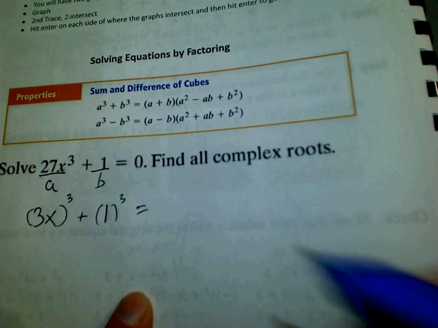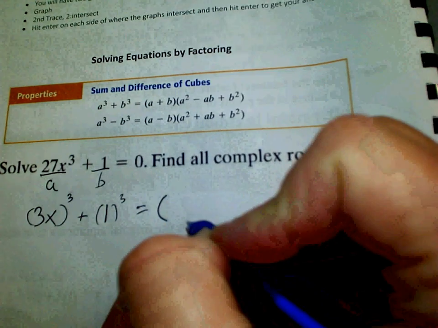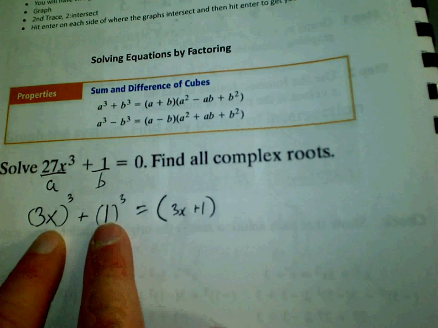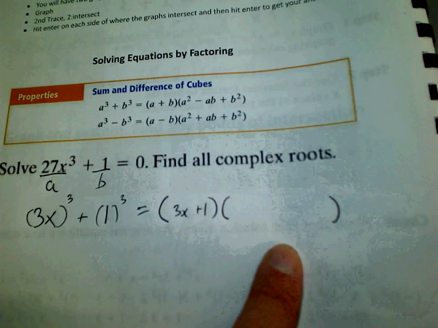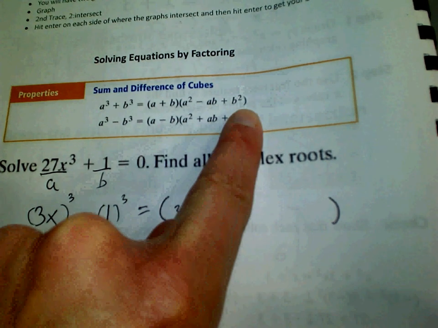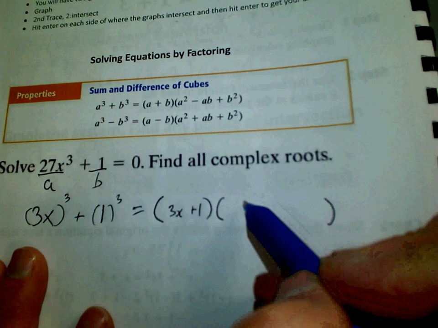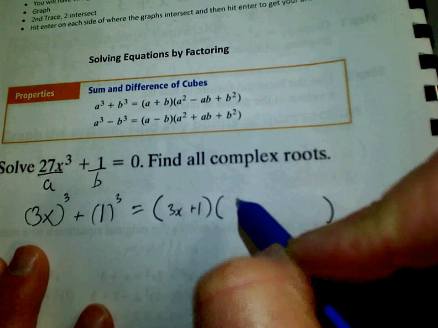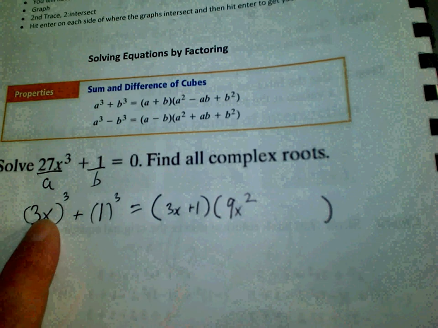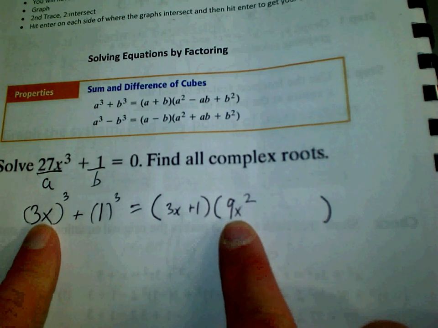It factors, the first part the way it could factor is A plus B. So that would be 3x plus 1, A plus B. And the other factor is this, A squared minus A times B plus B squared. So what's A squared? Any guesses? Close. No. 9x squared. That times itself would be 9x squared. Everybody see that? 3x times 3x is 9x squared.